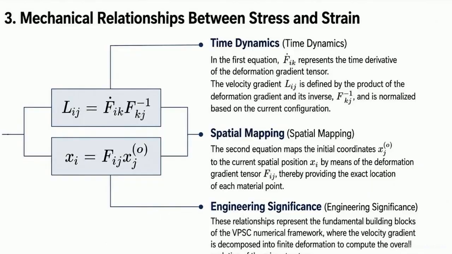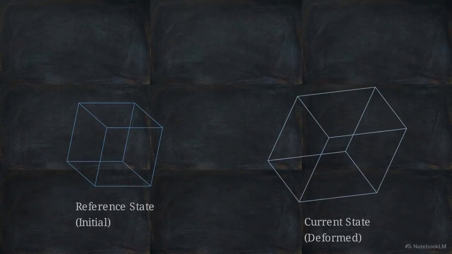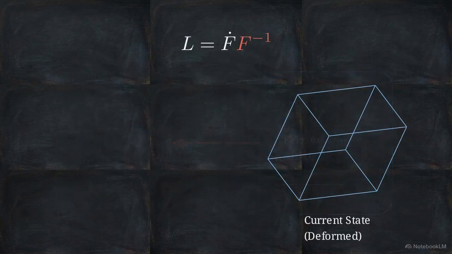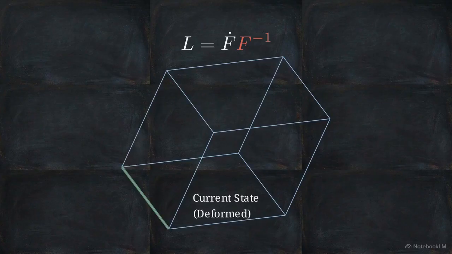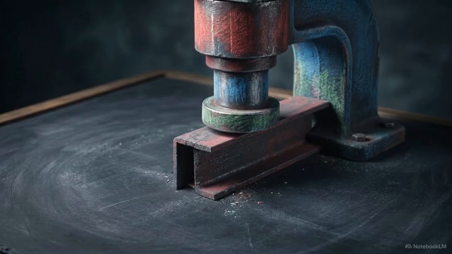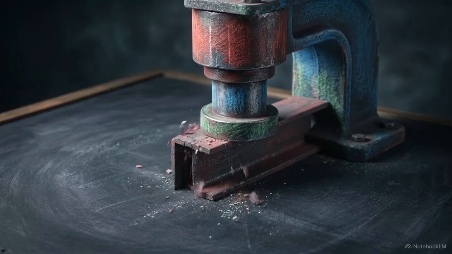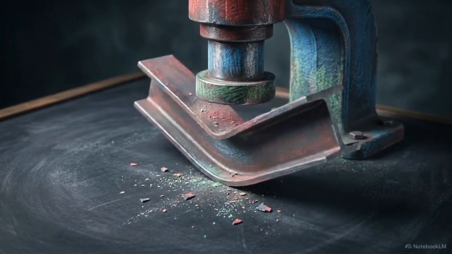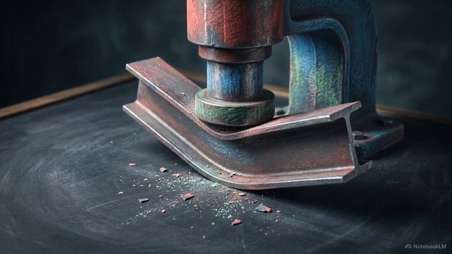These two concepts merge in this time dynamics equation. The velocity gradient is defined by the product of the time derivative of the deformation gradient and its inverse. By multiplying by its inverse, the equation mathematically normalizes the deformation rate to the material's current spatial configuration, rather than relying on its starting point. This dynamic spatial normalization ensures the VPSC algorithm can handle massive, large-scale structural deformations without the mathematical framework breaking down.